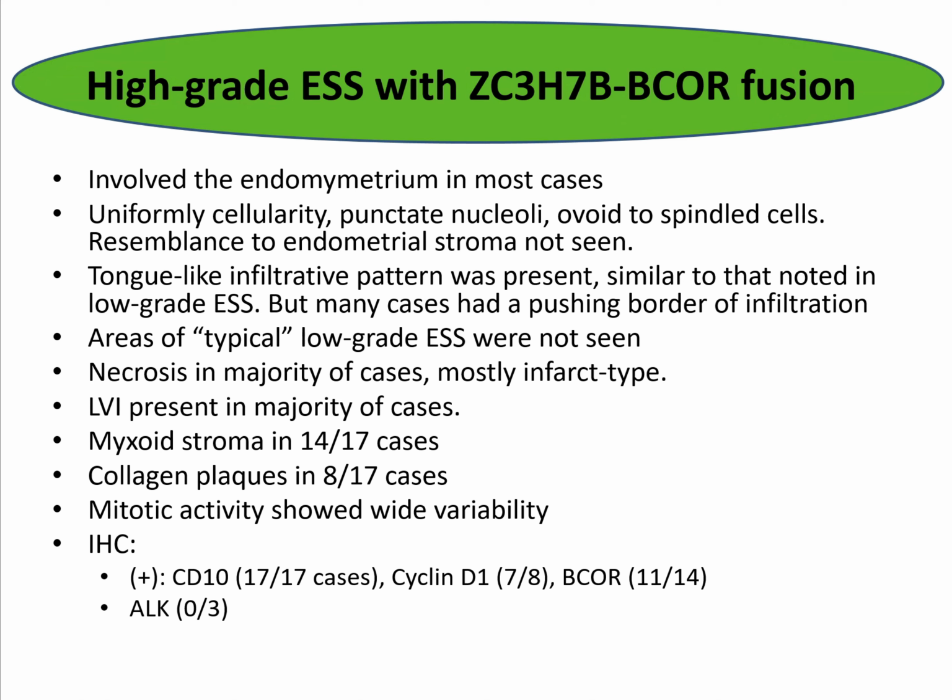However, it did have a tongue-like infiltration pattern, similar to that noted in low-grade ESS, but many cases also had a pushing or only had a pushing border of infiltration. Areas of typical or low-grade ESS were not seen. There was necrosis in a majority of cases, mostly infarct type, and LVI was present in a majority of cases. Myxoid stroma was seen in 14 of the 17 cases, and collagen plaques in 8 of 17.